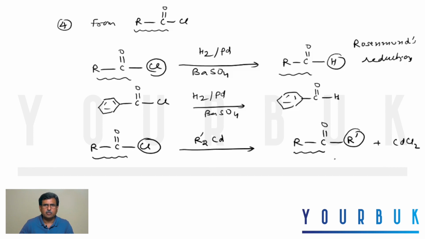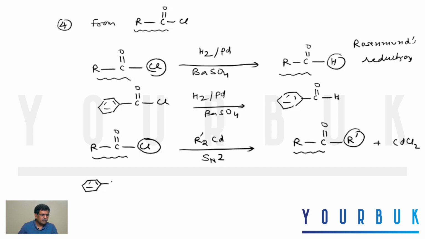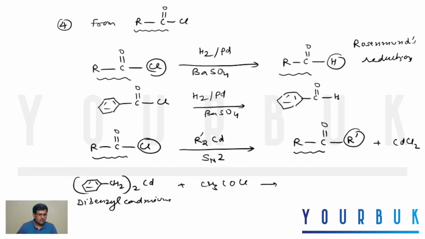This is a very good method to prepare any type of ketone. This is an example of a SN2 reaction. So the acid chloride has to be less crowded. So this is one example. So this is dibenzyl cadmium. Dibenzyl cadmium. So on reaction with the CH3COCl, it gives benzyl methyl ketone. So this is the ketone obtained.